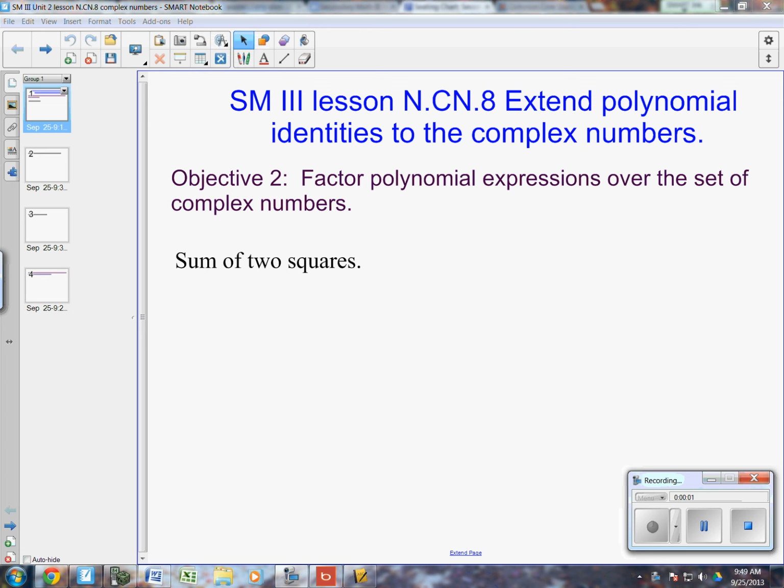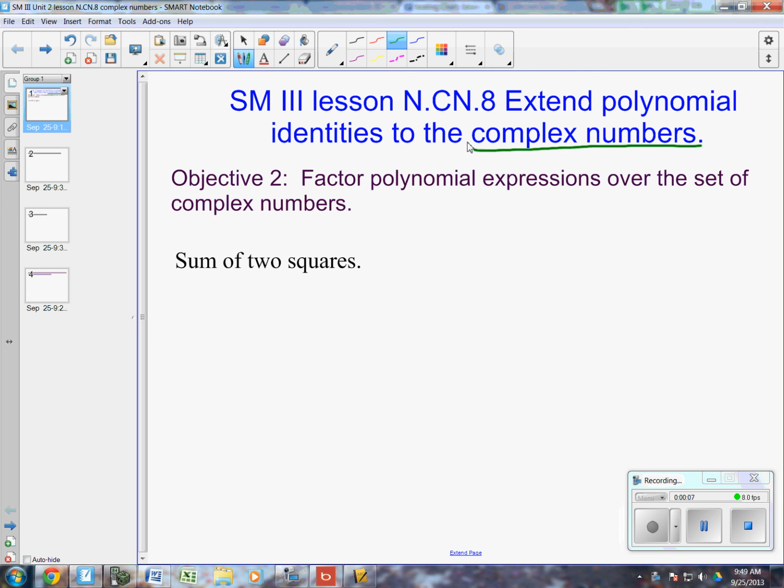Today we're going to talk about extending polynomial identities to complex numbers. Now, last year we learned about complex numbers. Raise your hand if you remember what complex numbers are. How about imaginary numbers? You remember what imaginary numbers are? Yes. Okay, so imaginary numbers is what we're going to be using right here.